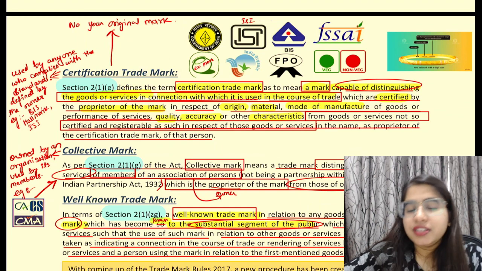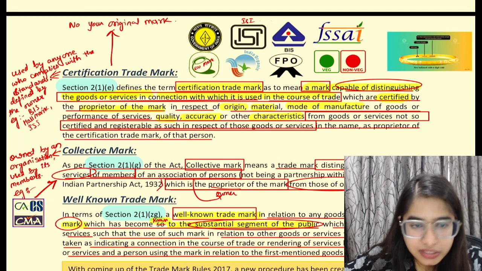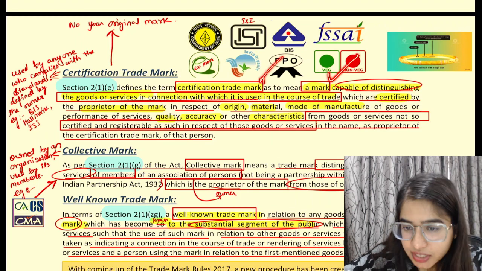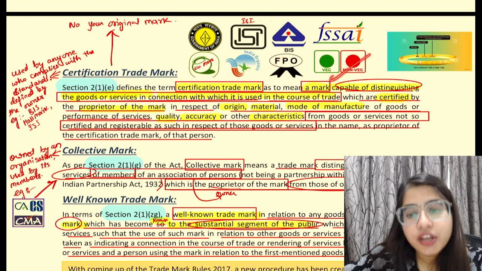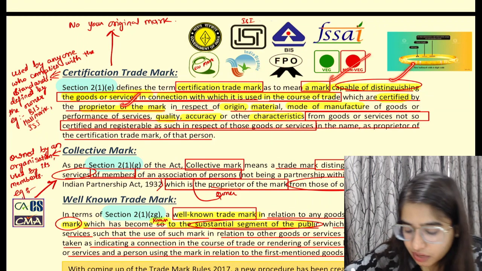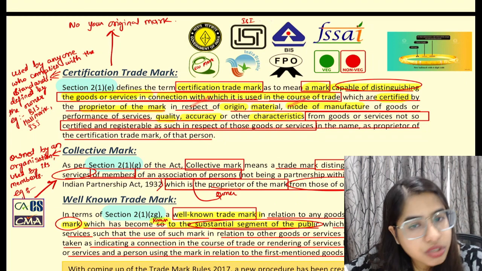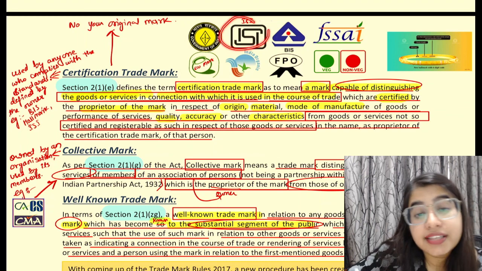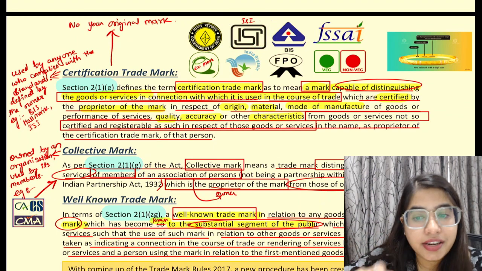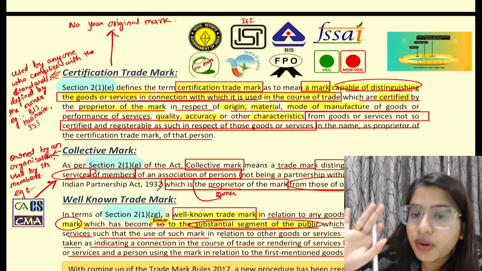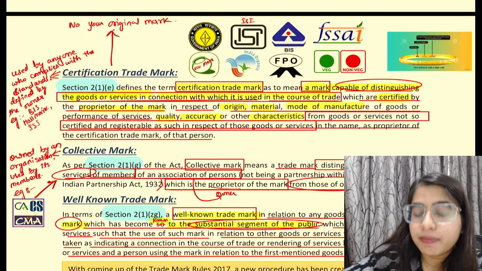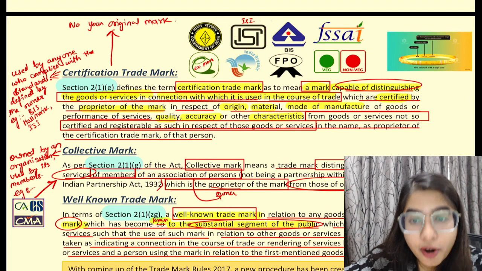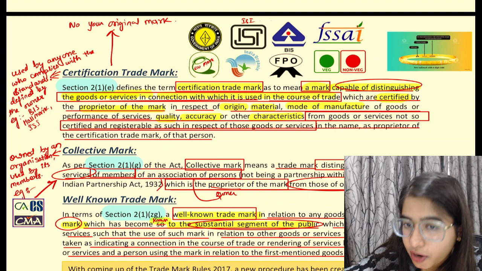Certification trademark is defined in section 2(1)(e), which says that a certification trademark means a mark which is capable of distinguishing goods and services in connection with which it is used in the course of trade. Of course, it distinguishes your goods and services, right? Like ISI: you know that if the ISI mark is on any industrial product, that product is of very good quality. So by using this ISI mark, you are able to distinguish your products from others.